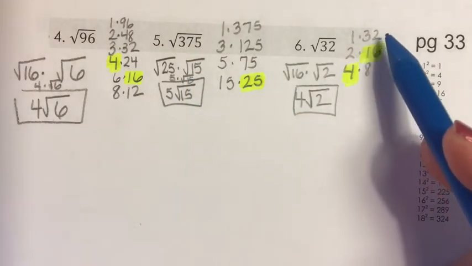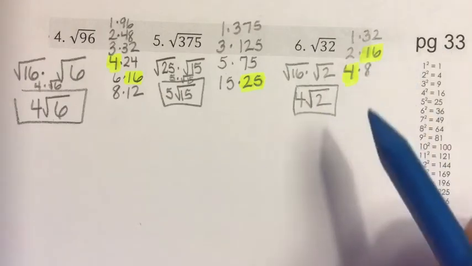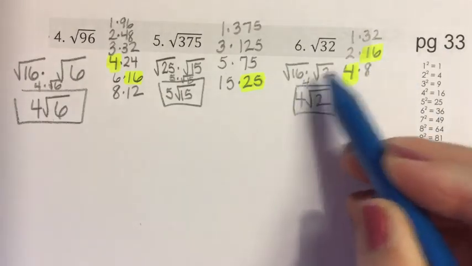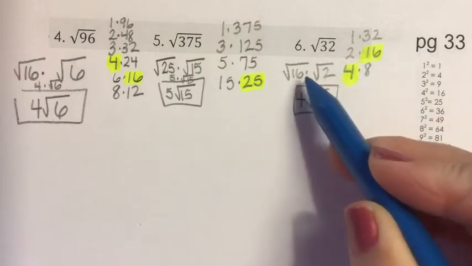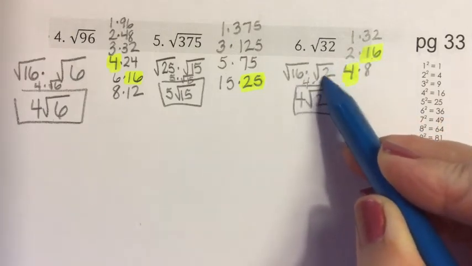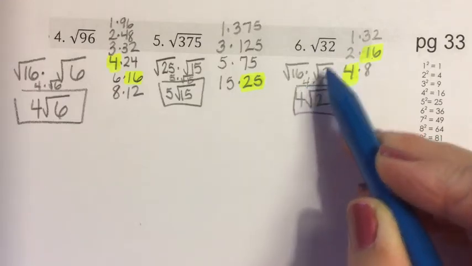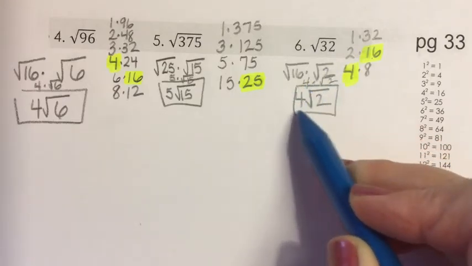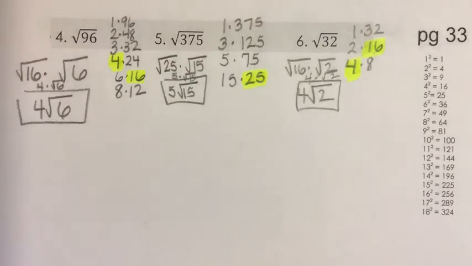Same thing for 32. I wrote a list of factors. The biggest perfect square in that list is 16, so the square root of 16 times the square root of 2. The square root of 16 is 4, so 4 times the square root of 2, best written this way. So I hope you got those correct.